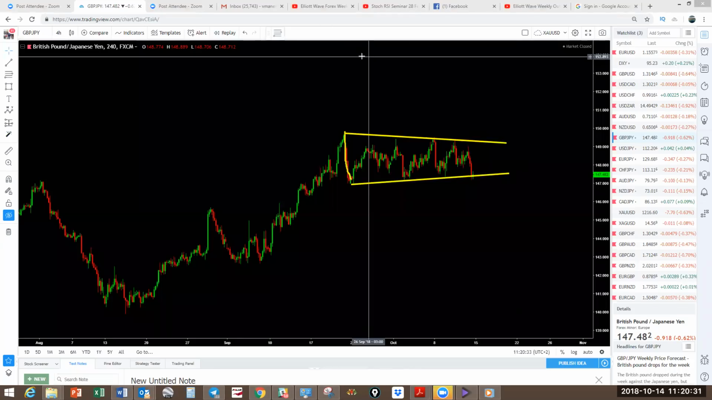This is an impulsive move. If it was the only impulsive move, it was going to be acceptable. But there's another impulsive move here. So it cannot be accepted as a triangle. So you cannot expect this to be a 1, 2, 3, 4, 5. And then we expected this was actually supposed to have gone from here anyway, and it didn't. So that invalidates that triangle.